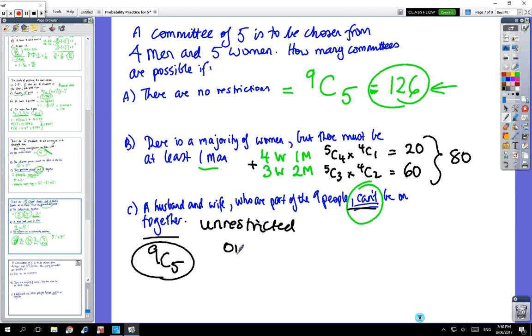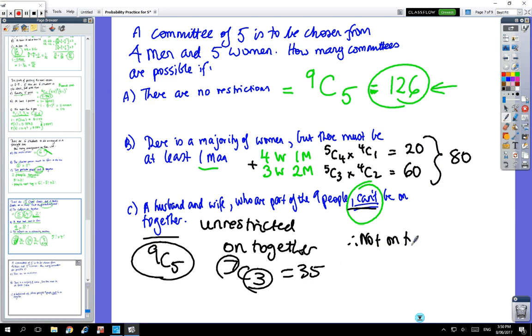So if they're on together, that would be 7C3. We've only got 3 people left from 7, so 7C3. So that's 35 committees. And so therefore, not on together equals the unrestricted case minus the 35, and 126 minus 35 gives you 91. So there's 91 committees. Okay, so just remember, that question there didn't say what committee, so you have to assume it's the unrestricted case. Okay, 2 pages to go.